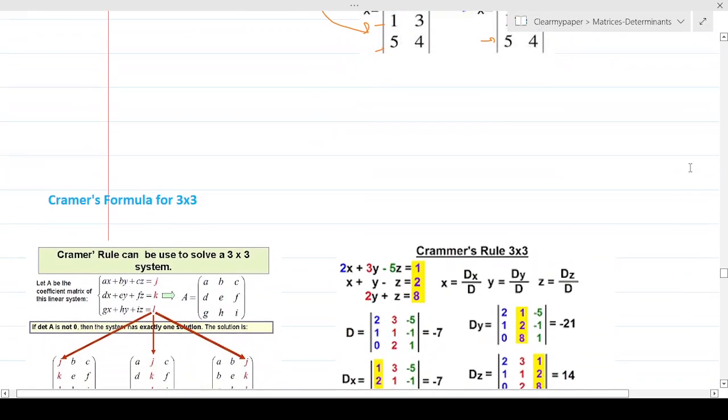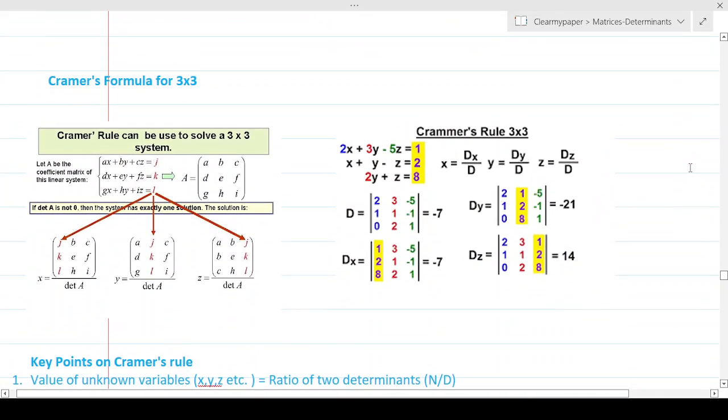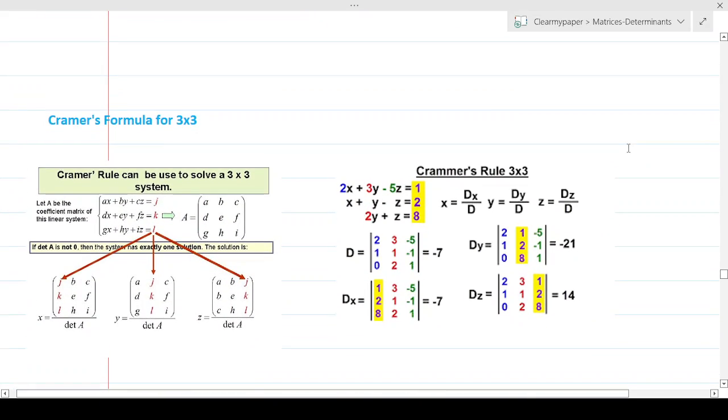And in the case of 3 by 3, it's the same logic. You also have this z component, and the z component is nothing but dz by d, where you replace the column z by the coefficient matrix and you keep the x and y the same. For example, let's go over this quickly over here. Now you have 3 equations and 3 unknowns.